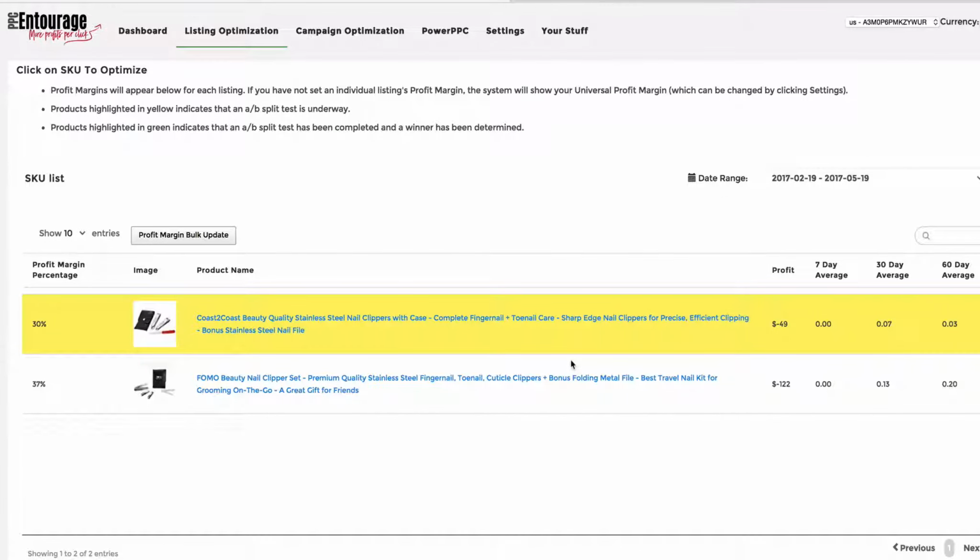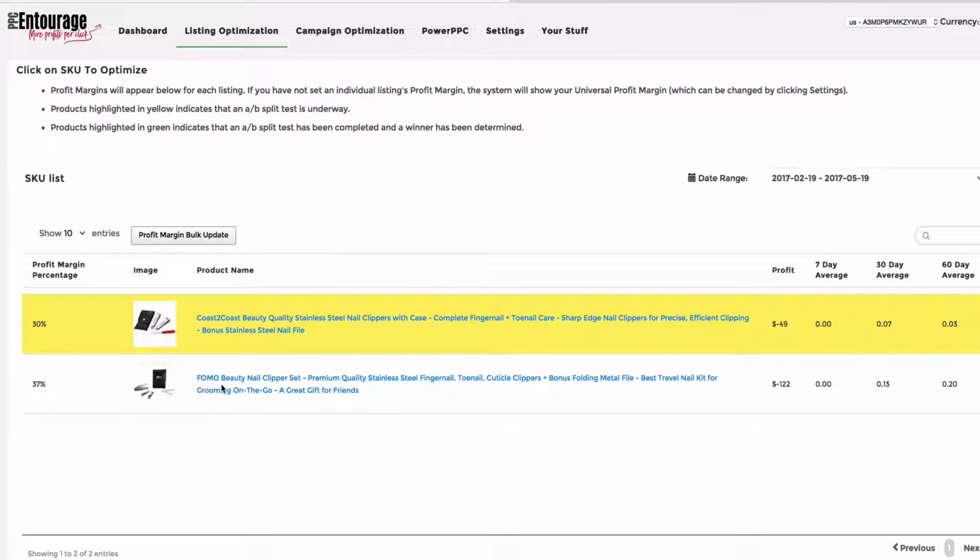One of the most important things in determining what your ACoS should be for a particular campaign is knowing your profit margin percentage. If you know your profit margin percentage, then you know what your ACoS percentage inside of the campaign could be based on your goals.